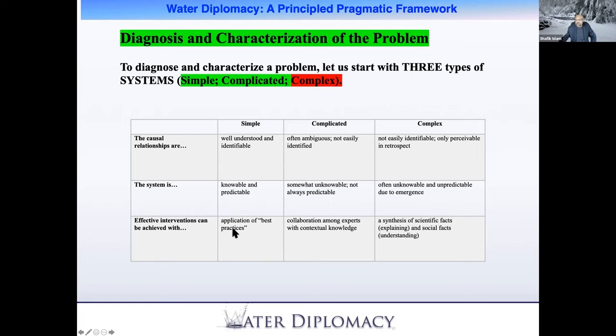And this is where I think most of the people got it wrong. And I think we want you to be very careful. What we are saying here is that your best practices will apply very well for simple systems. If you go into a complicated system, you need some expert knowledge and some contextual knowledge. If you go into a complex system, now you need something totally different. You need a synthesis of scientific facts and social facts. You simply cannot use best practices because there are no best practices for complex systems.